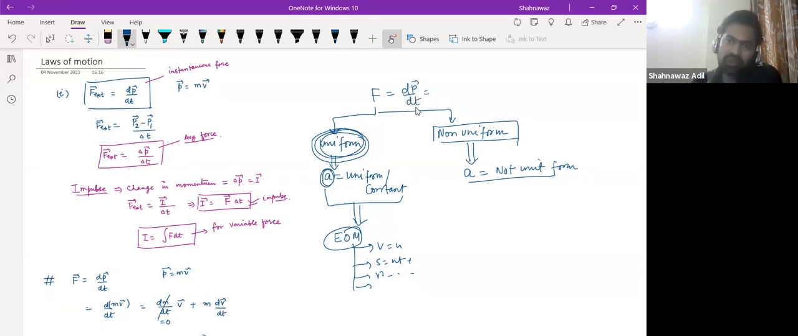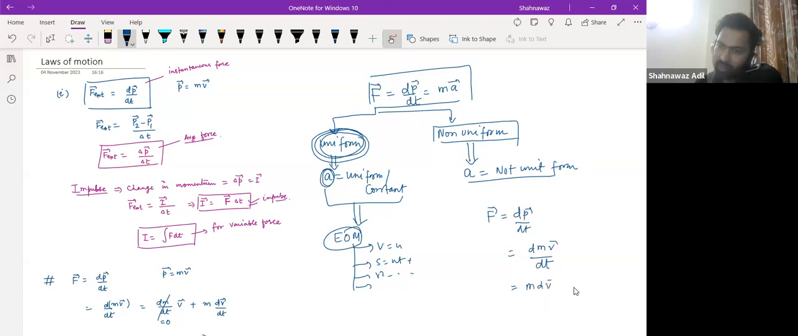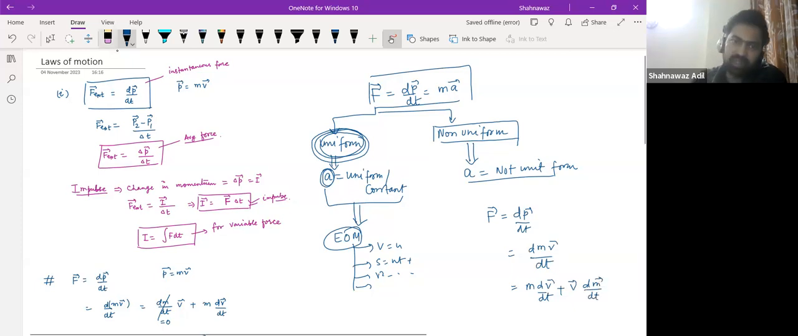Because F is dp by dt, and if mass is constant, usually mass is always constant, right? So if mass is constant, this is ma. So we can directly get acceleration from force if mass is constant, because P is mv, right? So this would be m dv by dt plus v dm by dt. If mass is constant, mass is not changing with time, so this part is 0, and this gives you acceleration.